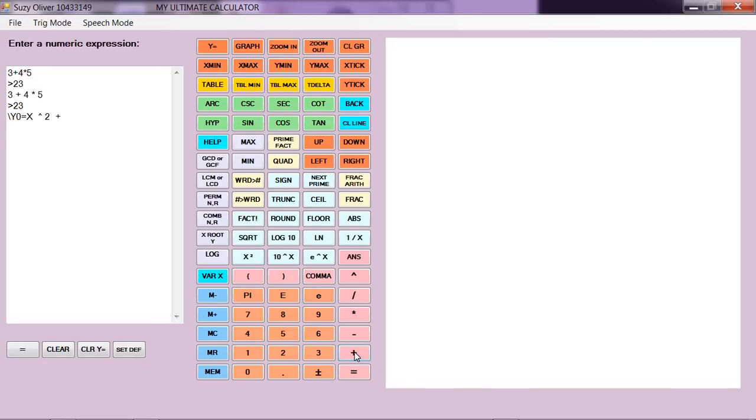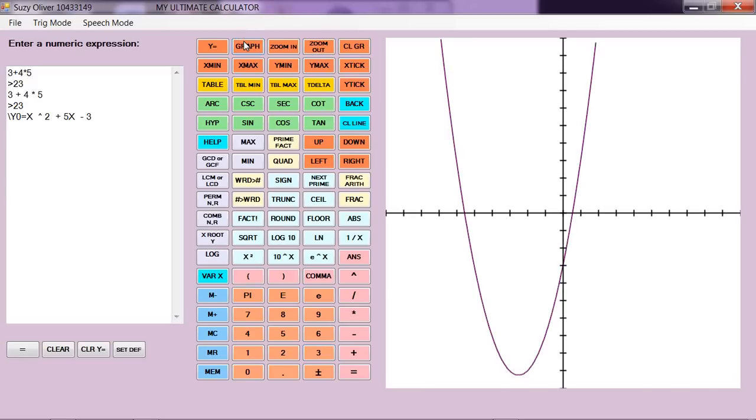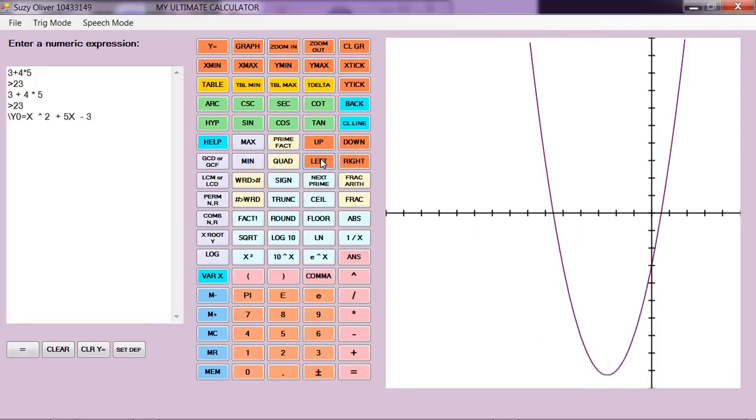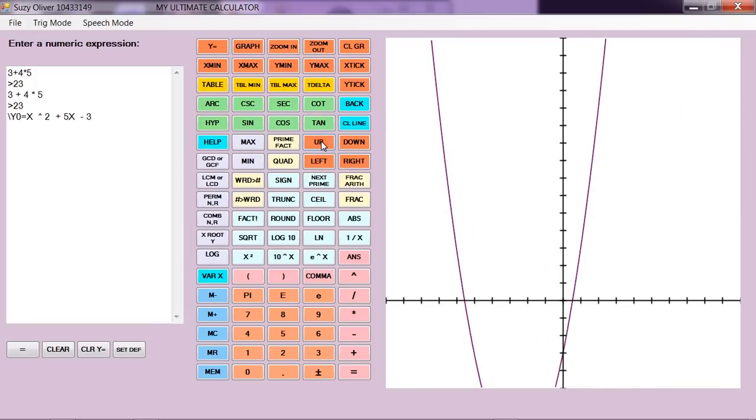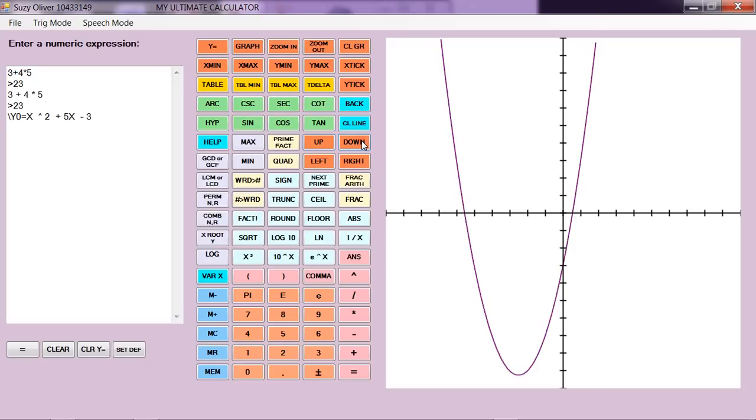Okay, so I'm entering an equation here. And then I'd say graph. And I can pan left or right, up and down. And I can put more than one out there.